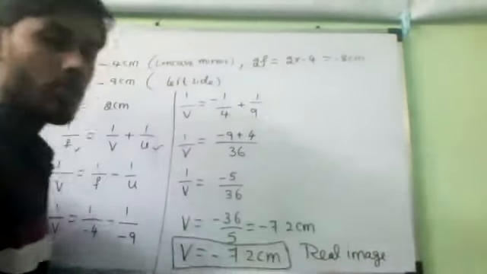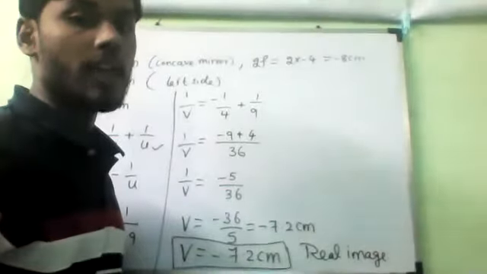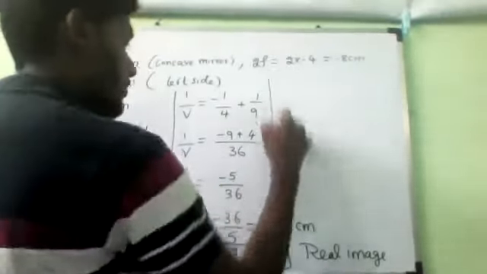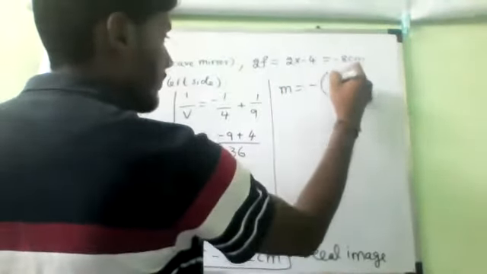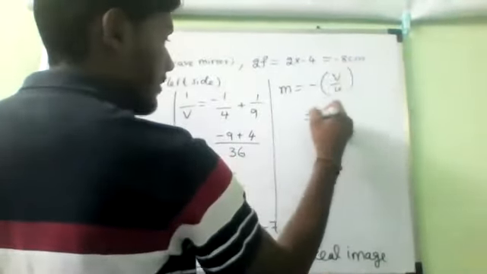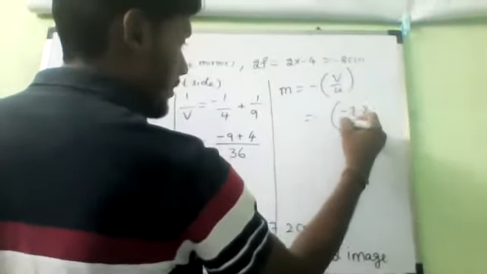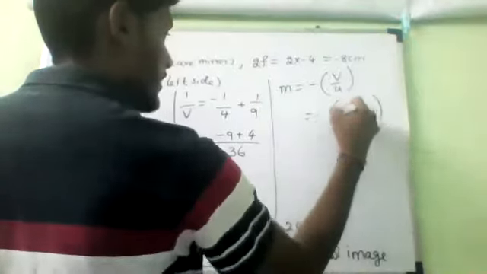So now we should find something else also. We have to find the height of the image. If you want to find the height of the image, you should know the magnification first. So magnification is equal to minus v by u. Now you check it. Minus of v equals how much? Minus 7.2 divided by u, which is minus 9. So minus minus will get cancelled.